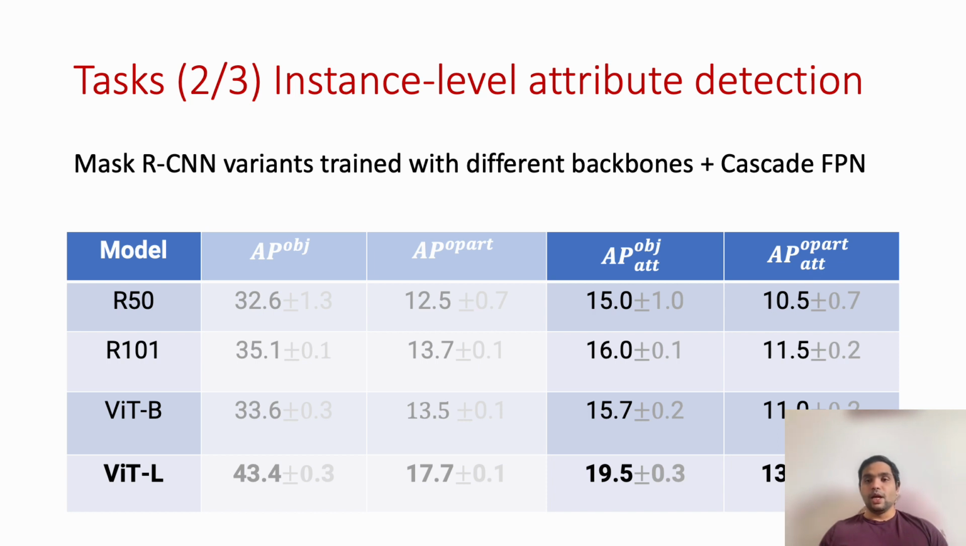We also provide baseline Mask R-CNN models extended to this new task and provide benchmark results for object attributes as well as object part attributes across 4 different baseline models.